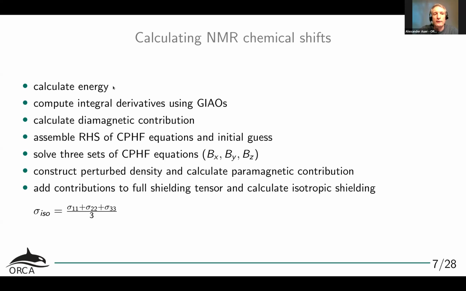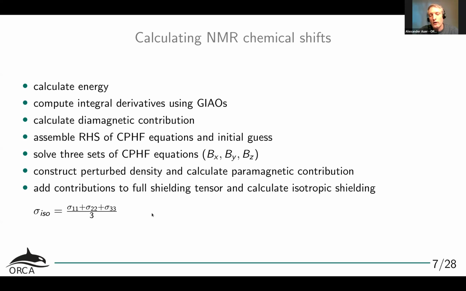You calculate the energy. If you do an NMR calculation, you do the SCF, then the code will calculate the integral derivatives already using GIOs, and then you calculate from the unperturbed density the diamagnetic contribution. You solve the CPSCF equations, then you solve them for the 3 perturbations for every nucleus, and then you get the paramagnetic contribution and can calculate the full isotropic shielding tensor.